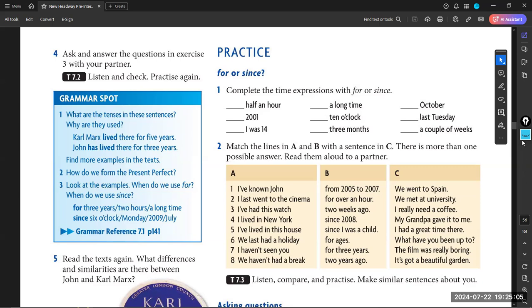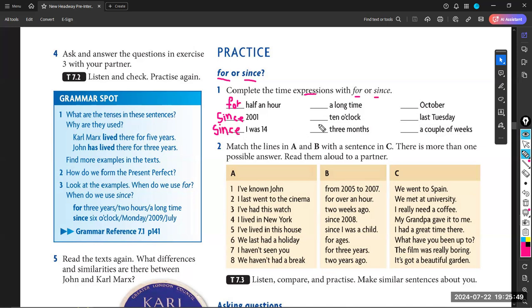Okay, so now the exercise is saying, let's try to use since or for with these examples. Let's complete the time expressions using since or for. Number 1, half an hour. What shall I say? For, exactly. I didn't specify the exact time. Now, 2001. Since. Yes, I specified the exact date or year. Now, what about I was 14? Since I was 14. I specified the exact age.